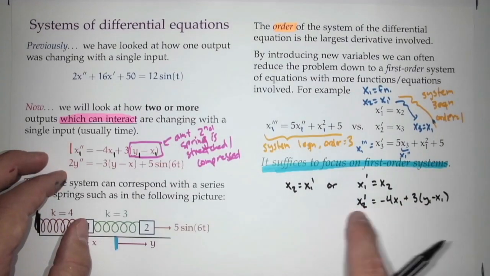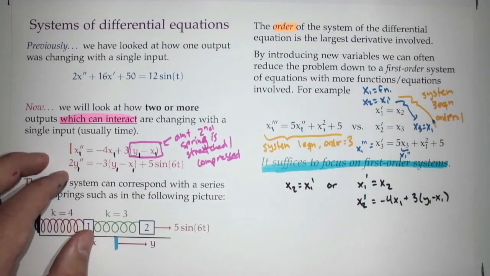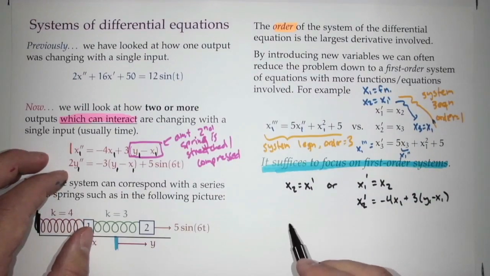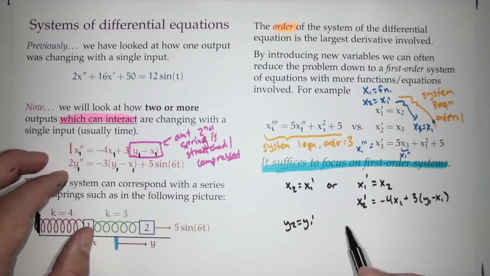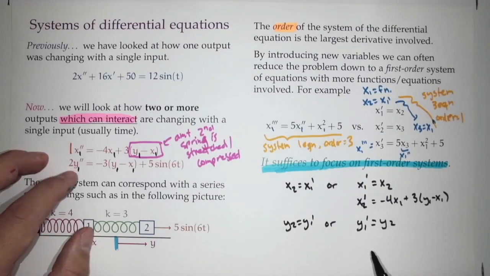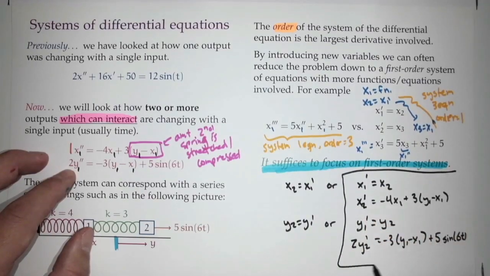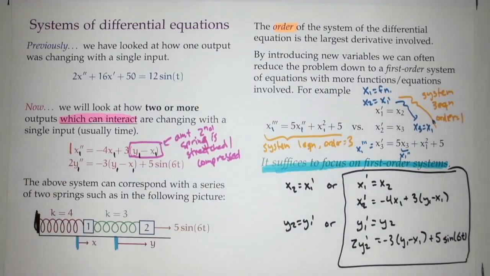So now, that's nice. There are only first derivatives here. Now we do the same thing for the y's. What's our next step? y2 is y1 prime, or y1 prime is y2. And then 2 y2 prime equals minus 3 y1 minus x1 plus 5 sine of 6t. And we have a first order system with 4 equations. And there we go.